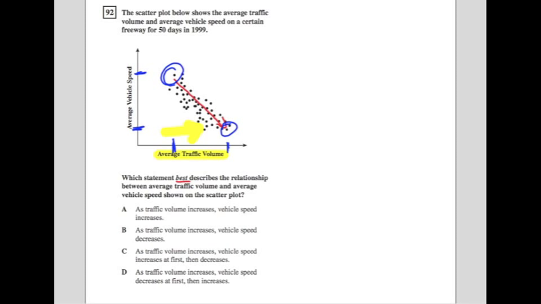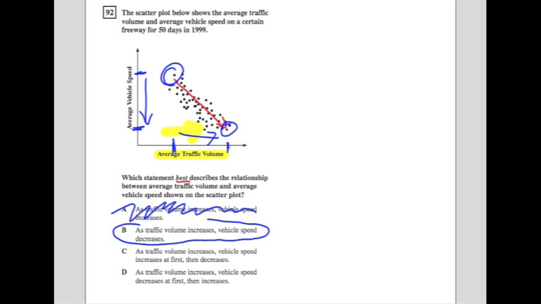Okay, so let's see which one of these falls into that. A says, as traffic volume increases, vehicle speed increases. Okay, I don't think that's true because as we can see, as the volume increases, the speed decreases. That's why it's going down. So it's not A. B says, as traffic volume increases, vehicle speed decreases. Well, I think that's exactly what we were looking at. The traffic volume is increasing over here, and the speed is decreasing right there. So it looks like it is going to be B.